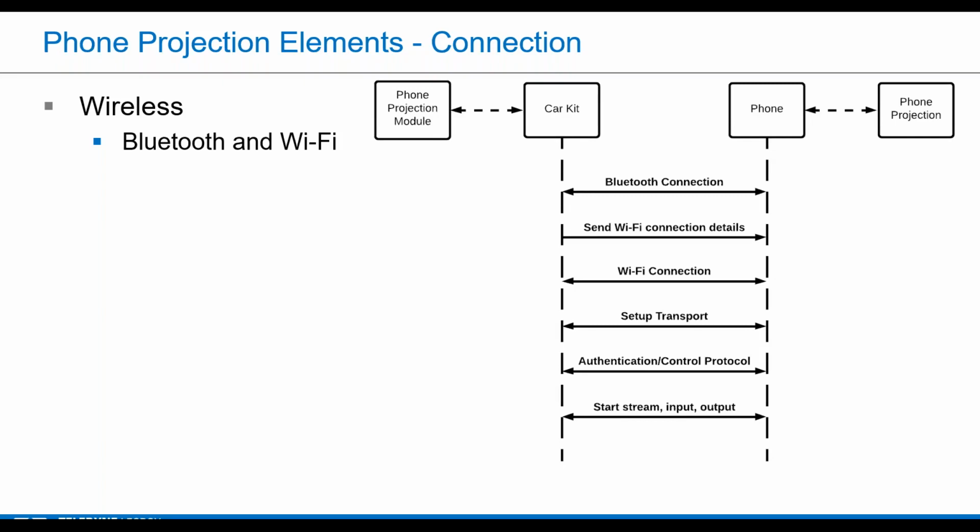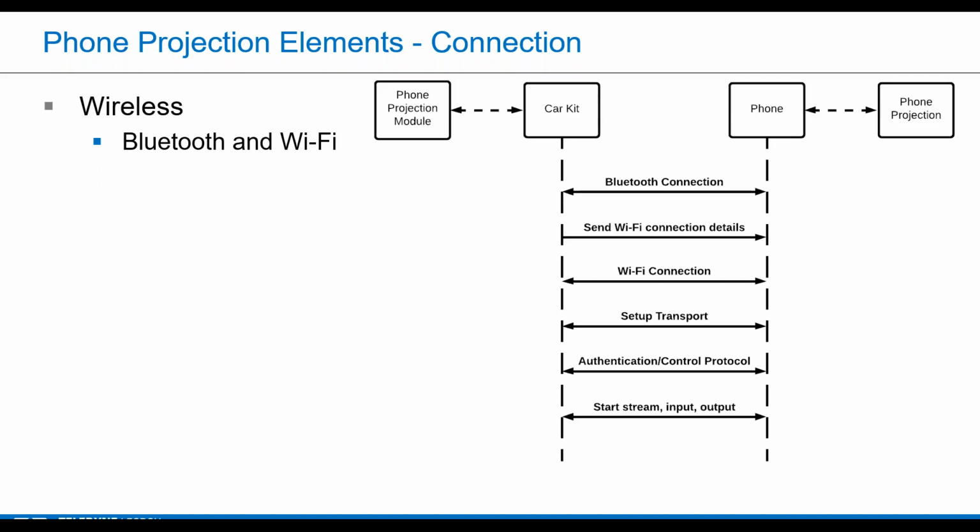The other way that a phone can connect is wirelessly, and that's done using Bluetooth and Wi-Fi. Usually the preferred option is using 5 gigahertz Wi-Fi, so as you're not interfering with the Bluetooth, which is operating at 2.4 gig. And for a typical connection, we'll start with a Bluetooth connection, and the Wi-Fi credentials may be shared over that Bluetooth connection. The phone can then connect to the car kit's Wi-Fi, and that connection set up, and from there it follows a similar path to the wired connection.